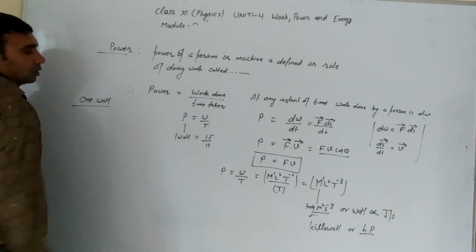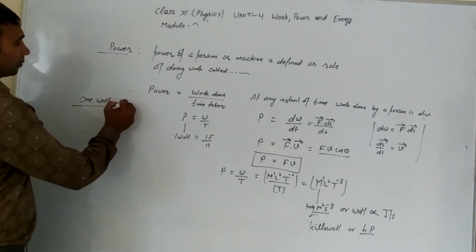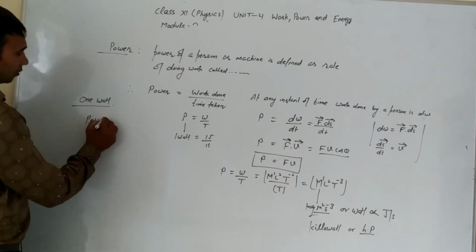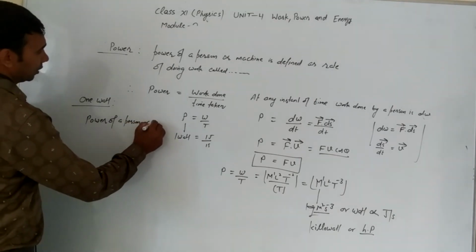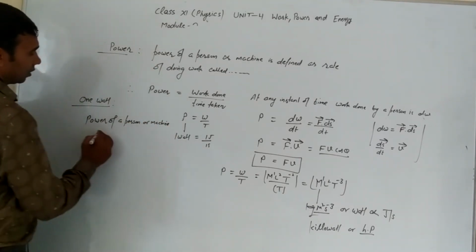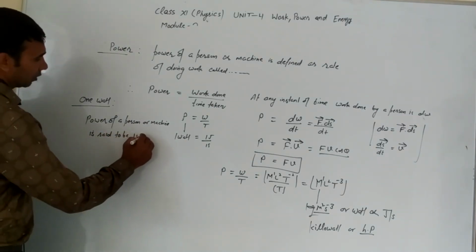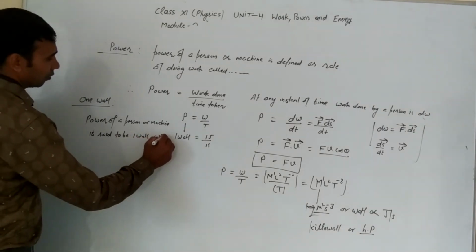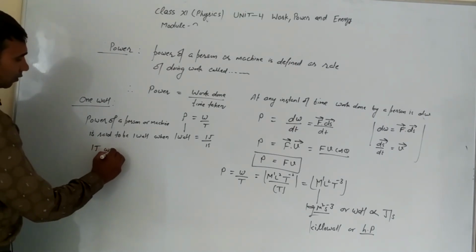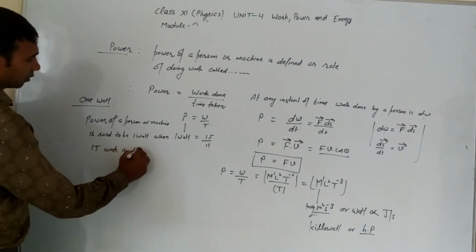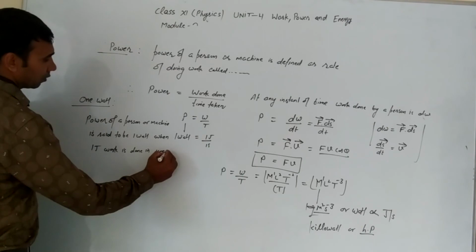So the power of a person or power of a machine is said to be 1 watt when 1 joule of work is done in 1 second.